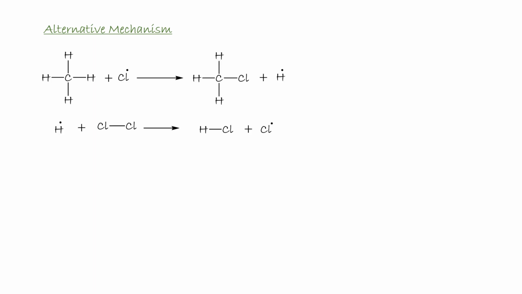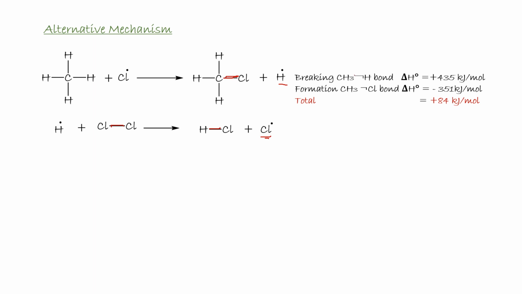Alternative mechanism. It seems possible that methane with chlorine radical in the propagation step will form a carbon-Cl bond and H radical, and then the H radical will react with chlorine molecule to give HCl as a second step and chlorine radical. Let's look at the thermodynamic data.